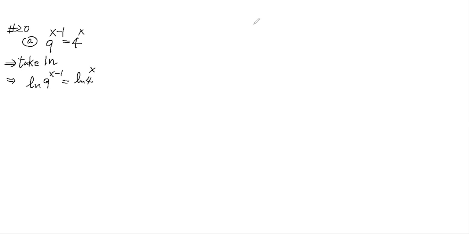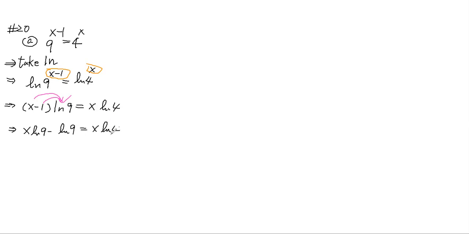And then by the exponential rule, if you have exponents, you can move these exponents out. So this is x minus 1 times natural log 9, and this is x natural log of 4, right? Okay, so now you can use the distributive rule to separate the x here. So this is x natural log 9 minus natural log 9 is equal to x natural log 4.